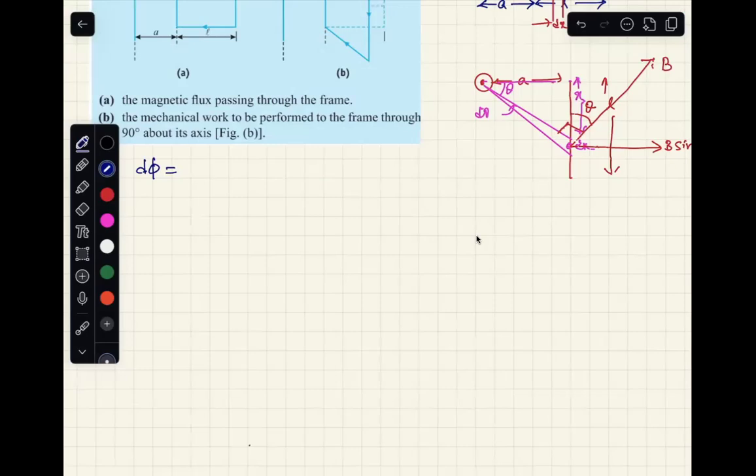dφ is equal to dB sin θ into dx into L. What is B according to you? If this is X, or this is X by sin θ. Agreed? Hypotenuse. μ0 by 2π I by X by sin θ into sin θ. How do I know dx?